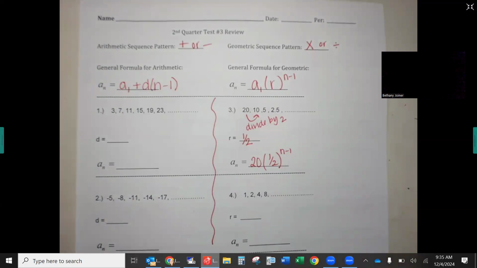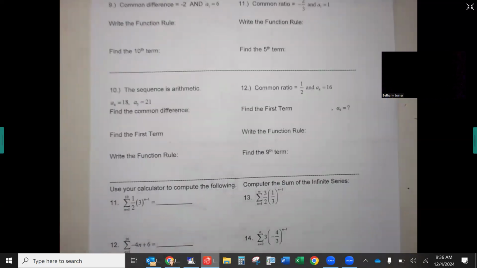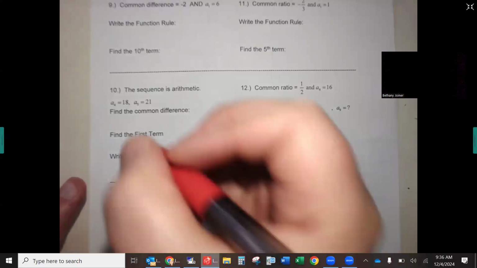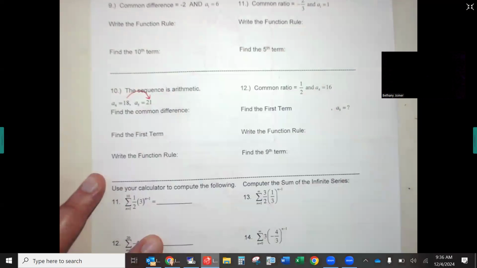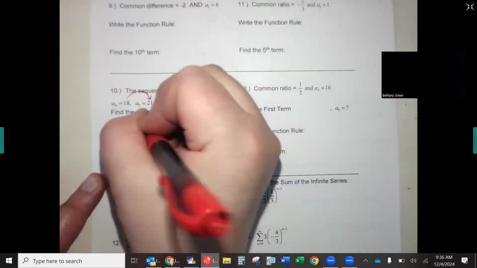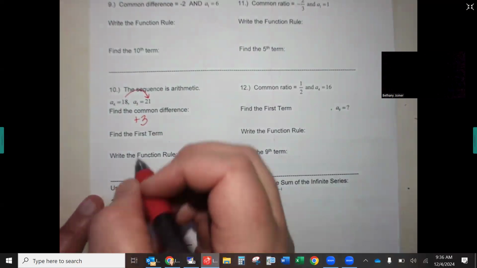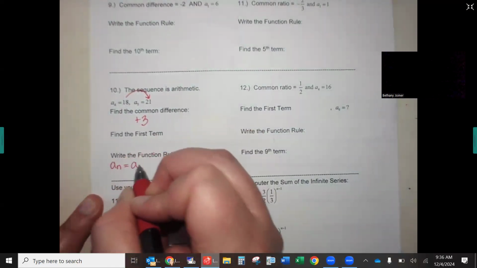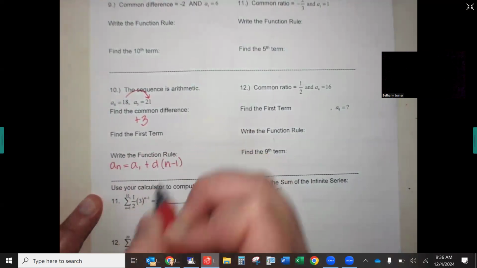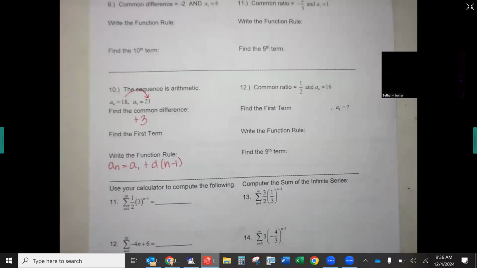Okay, turn over to the back side. Let's do one where you have to go backwards. Let's do number 10. Okay, go to number 10. It says to find the common difference from A4 to A5. Those are consecutive terms. How did they go from 18 to 21? They added 3. So then I'm going to have to work my way backwards to find what the first term is. Because remember, in my function rule, A sub n is going to be A1 plus the difference times (n minus 1). So I know what goes here for the d. I know it's a plus 3 each time, but I don't know A1.